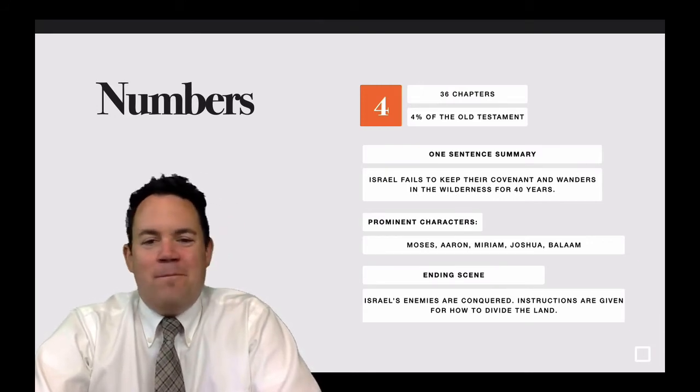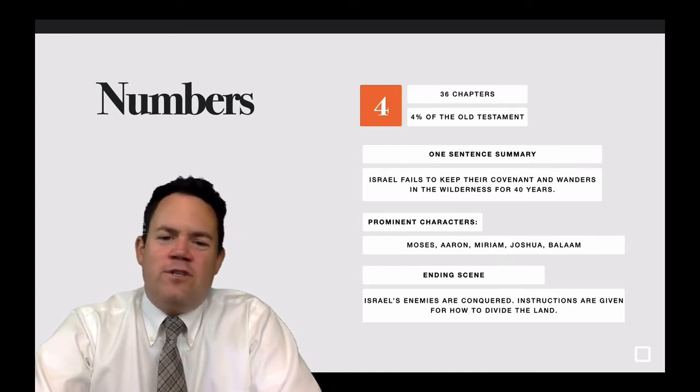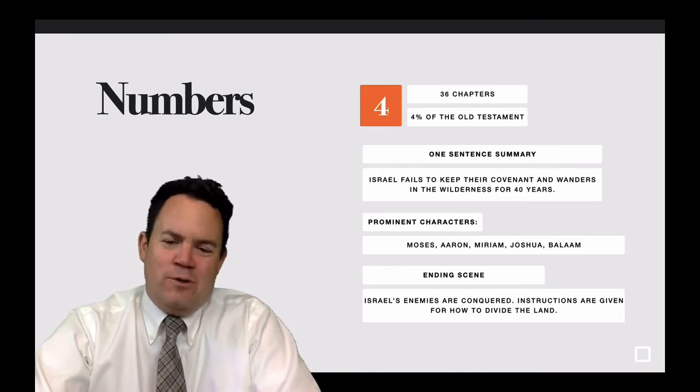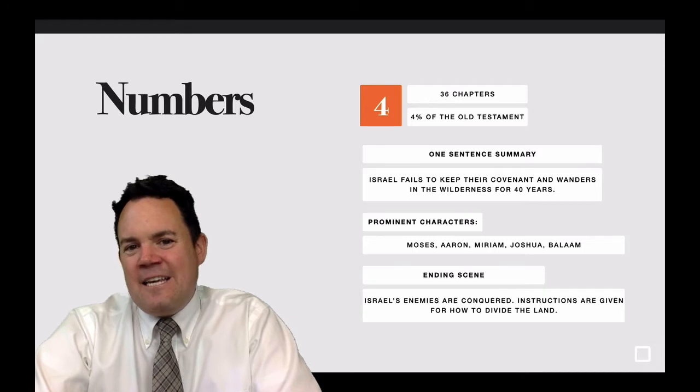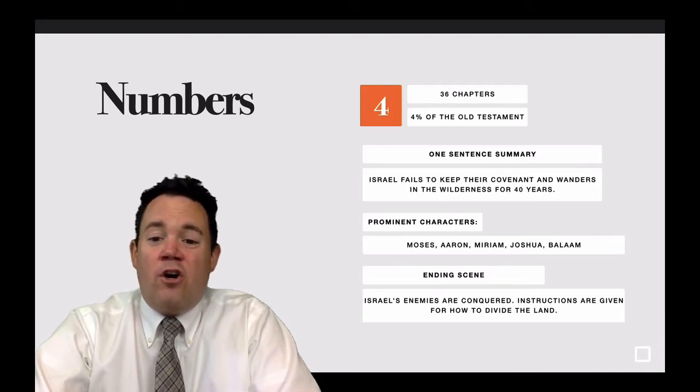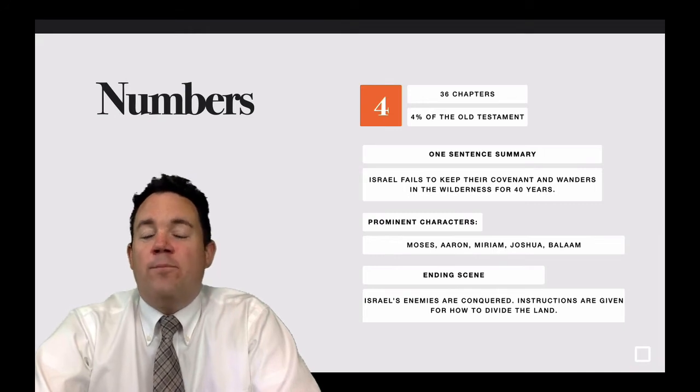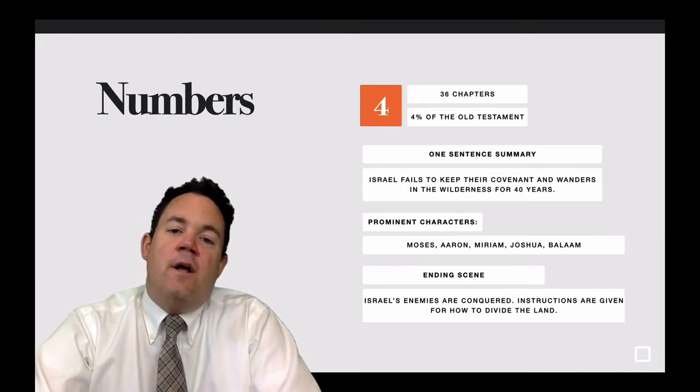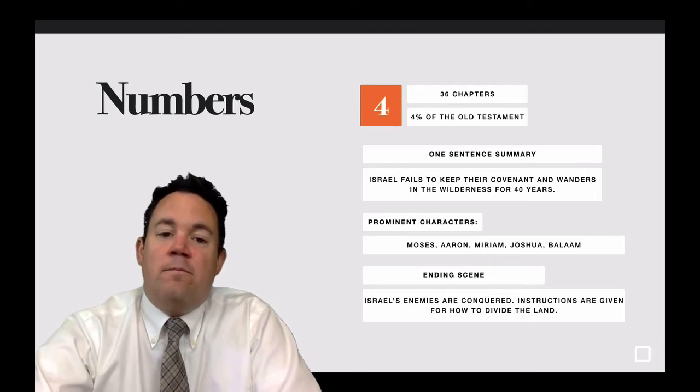We can talk all about Balaam and his precocious quadruped. The ending scene here is Israel's enemies are conquered, and then instructions are given for how the promised land is to be divided up amongst the various tribes. And so that's how the book of Numbers ends.